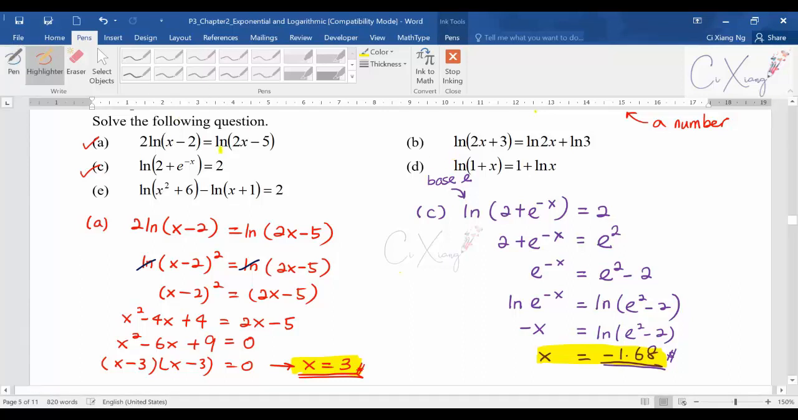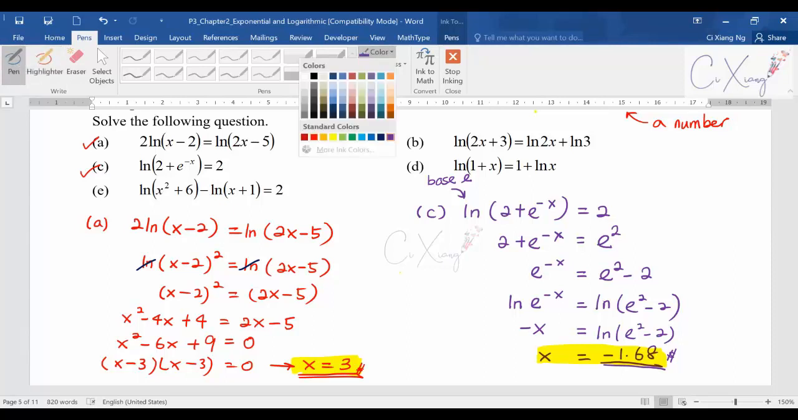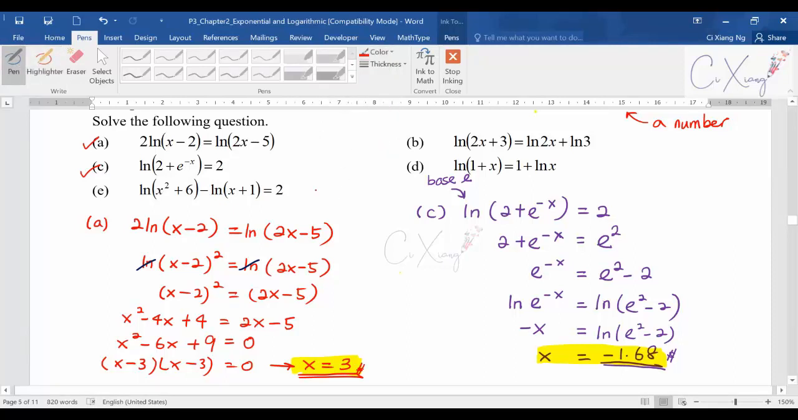I want you to try on your own for part E, part B, and part D. I will only give you the final answer here. Please try it out. If you cannot get an answer, please let me know. Feel free to ask me through Facebook. Don't just keep it blank or do nothing, because you actually learn from here. To solve all these equations, you need to apply the properties and the rules that we learned before. So practice so that you are very familiar with all the rules.